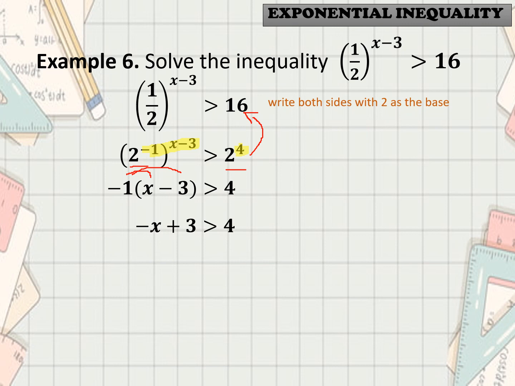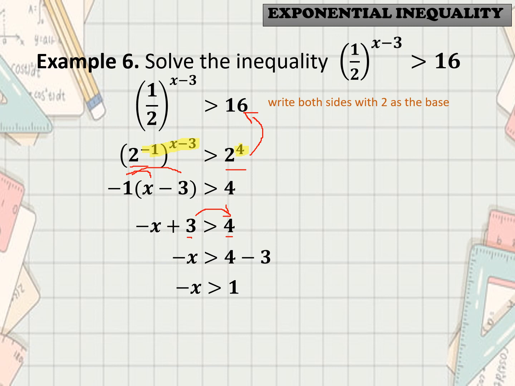Then, combine like terms. So, ang like terms lang dito is si 4 tsaka si 3. So, si 3, lipat natin sa kabila. So, isama natin siya kay 4. So, ang maiiwan na lang si negative x. Negative x greater than 4 minus 3. So, 4 minus 3 is positive 1.